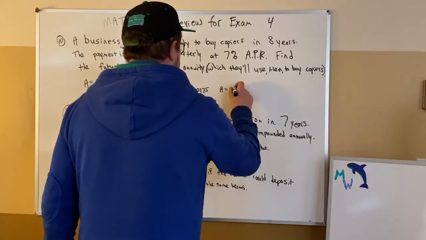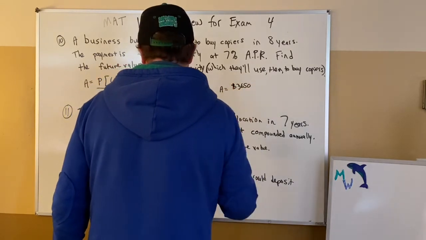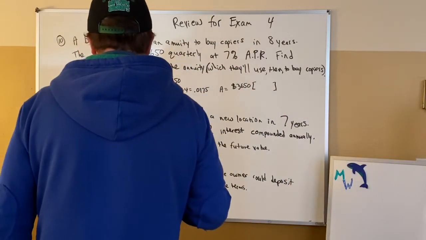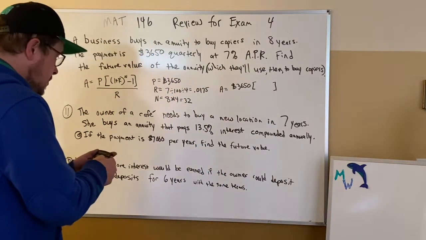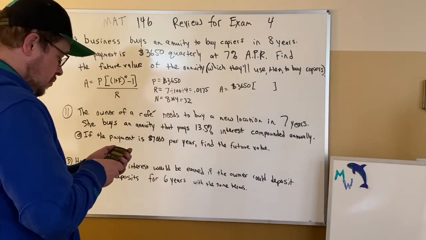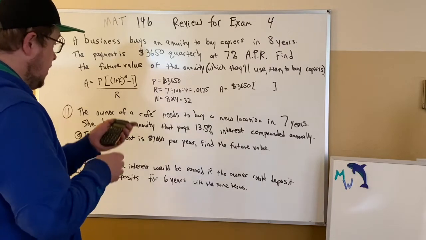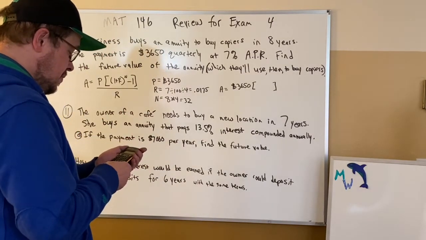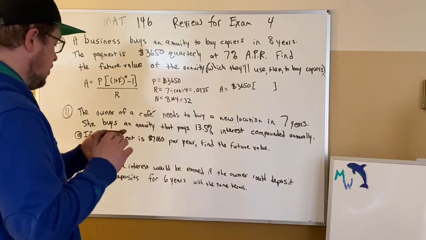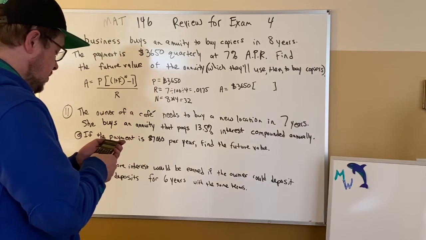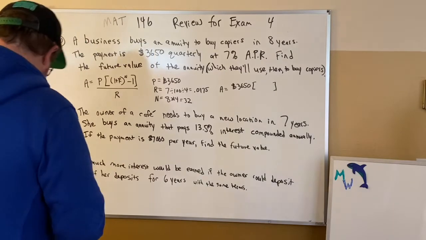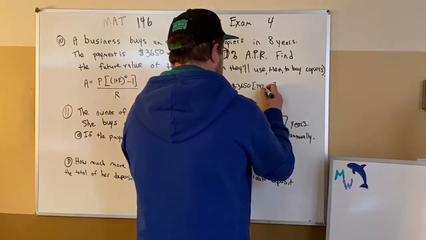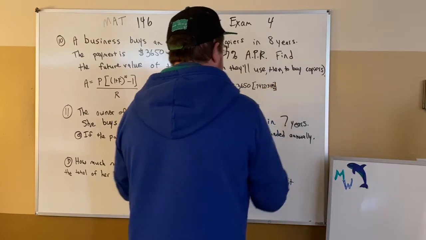Okay, the account balance will be $3,650 times, in here, let's see what number turns out. 1 plus R is 1.0175, powered up to the number of periods, 32. So we've got 1.742213492, and now I subtract 1 off of it, leaving 0.742213492 in the brackets.